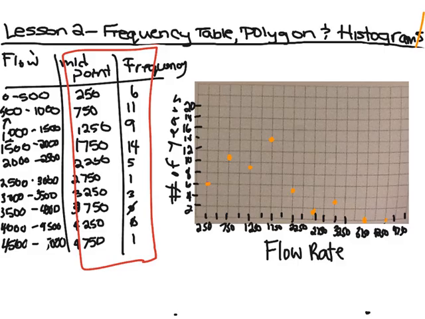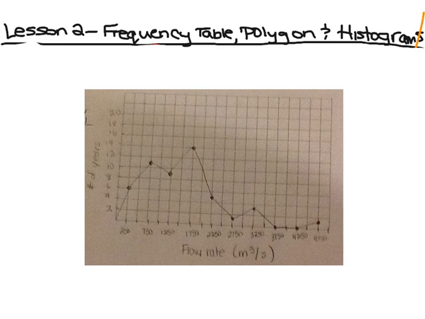One. Now all you're going to do is connect the dots with a straight edge. So it should look something like this. And that is a frequency polygon. And I'll give you a picture. So this is what it should look like, drawn with a straight edge on your graph.